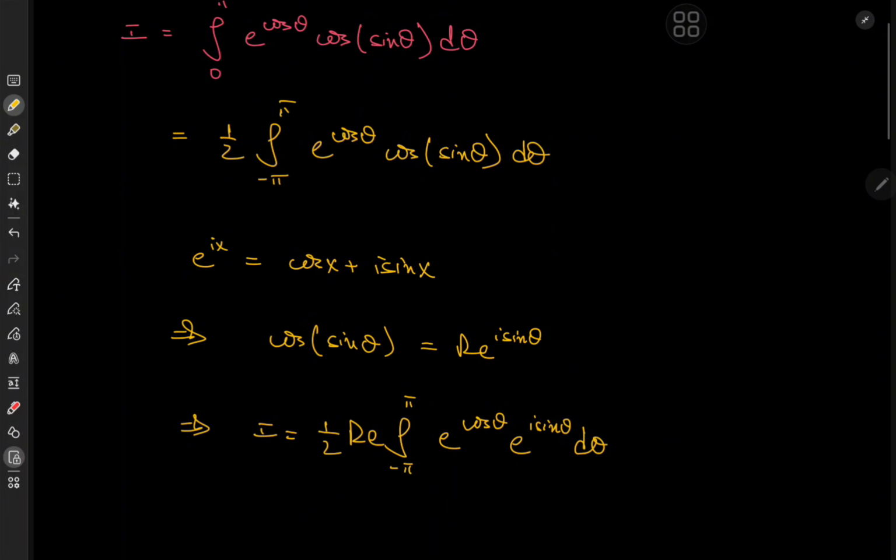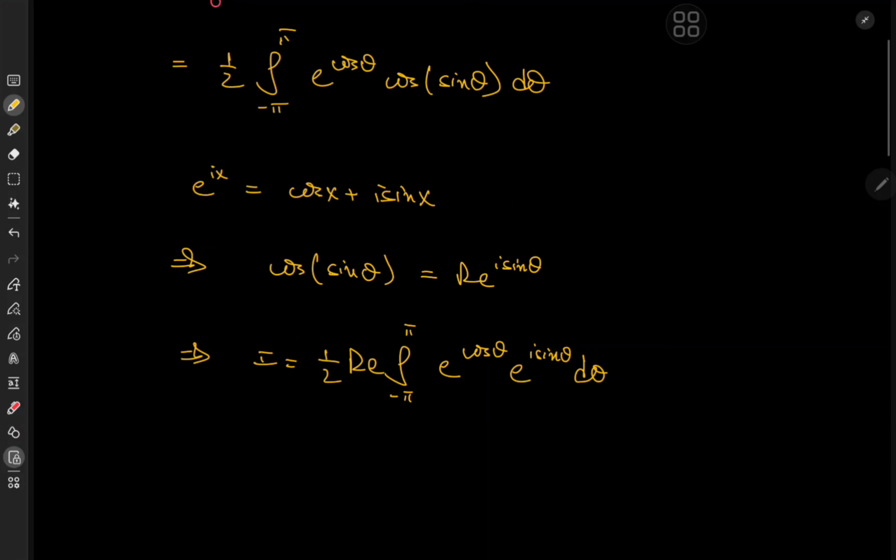Okay, cool. Now we have a couple of exponential functions that is actually really nice to work with because we know exponentials multiply quite nicely. So we write this as 1/2 of the real part of the integral from negative pi to pi of e to the cosine of theta plus i times sine of theta d theta.